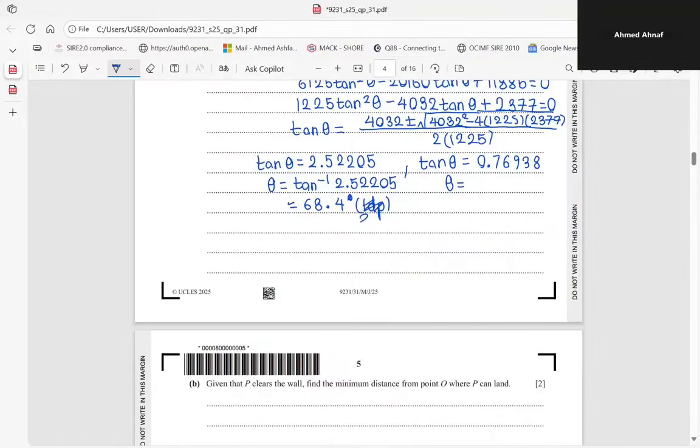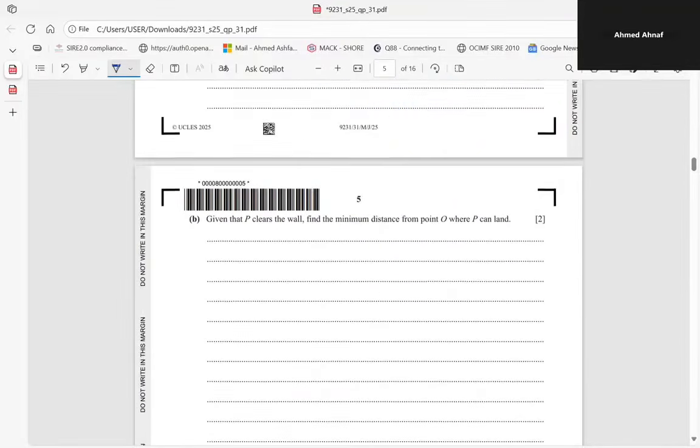Let this be 3SF. And then theta for 0.76938 is 37.6 to 3SF. The reason they're 3SF is because these are values of theta, we're not expressing it in terms of degrees. So these are our final answers for this first part. Let's head on to the next part.